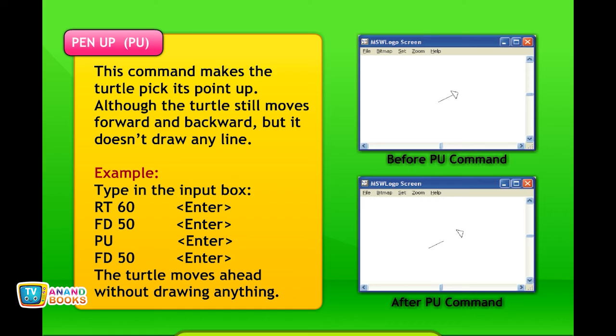Pen up, PU. This command makes the turtle pick its point up. Although the turtle still moves forward and backward, it doesn't draw any line. Example, type in the input box RT60. Enter. FD50. Enter. PU. Enter. FD50. Enter. The turtle moves ahead without drawing anything.